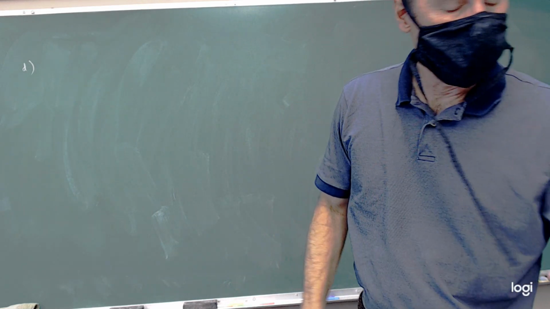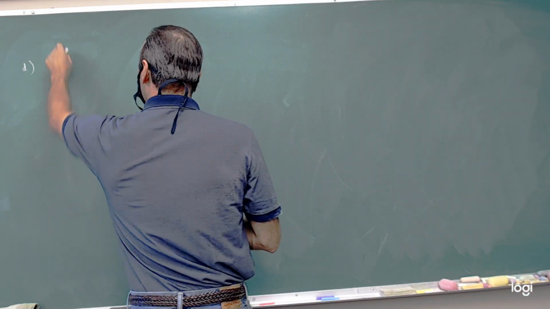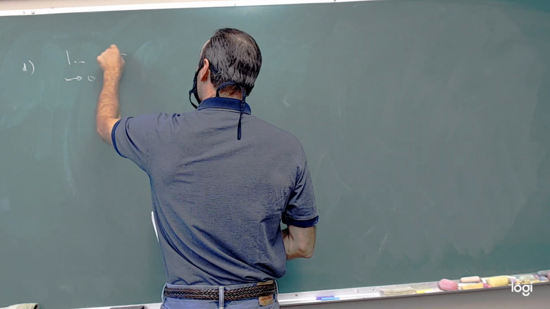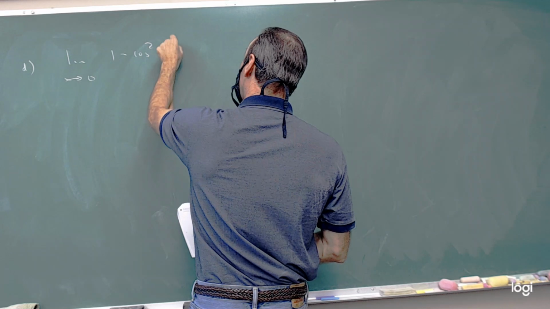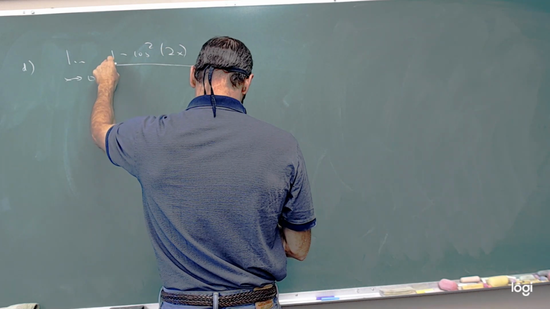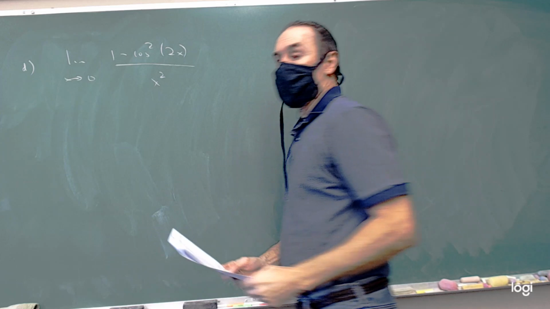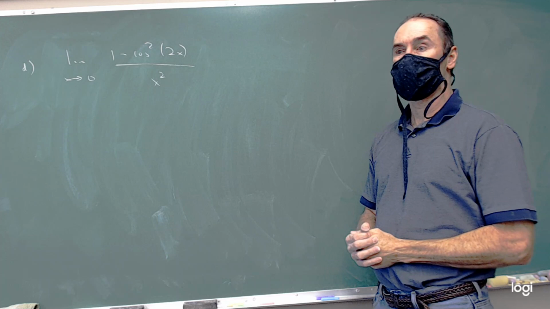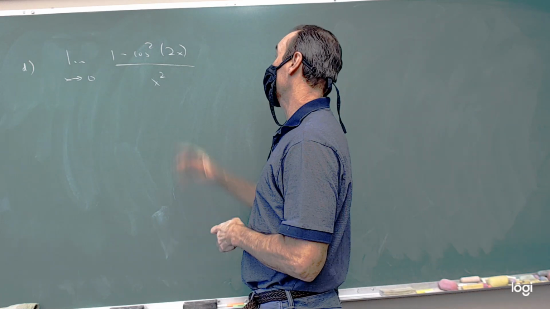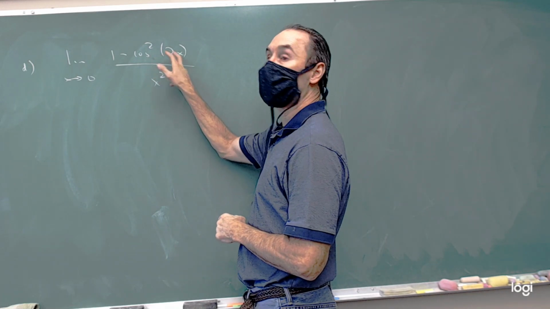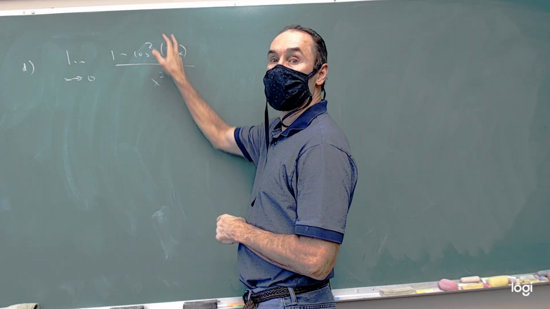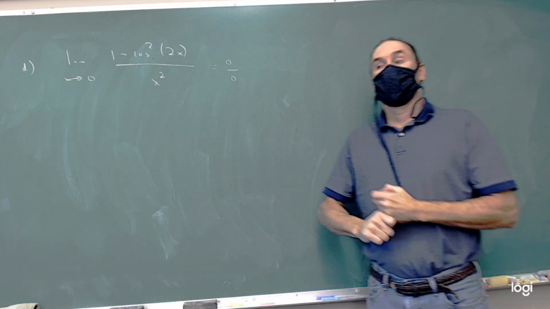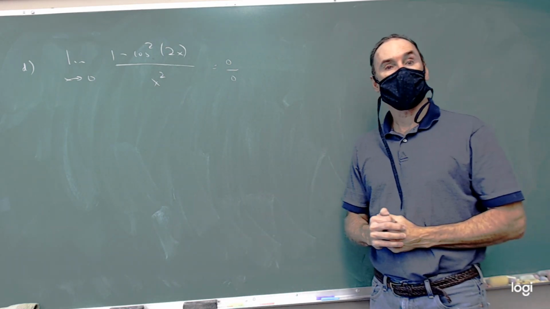So in D, we have the limit as x goes to 0 of 1 minus cosine squared 2x all over x squared. Okay, so we try direct substitution. That's where we always begin. If we plug in 0, we get 2 times 0 is 0. Cosine of 0 is 1. 1 squared is still 1. 1 minus 1 is going to be 0, and 0 squared is 0. So it's certainly a candidate for L'Hopital's rule.